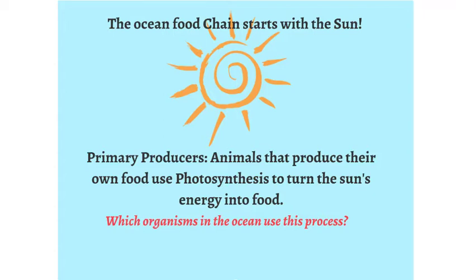The ocean food chain will always start with the sun, with our primary producers. Our primary producers are organisms that produce their own food using photosynthesis, which helps an animal or plant turn the sun's energy into food, and they can create their own food through this process.